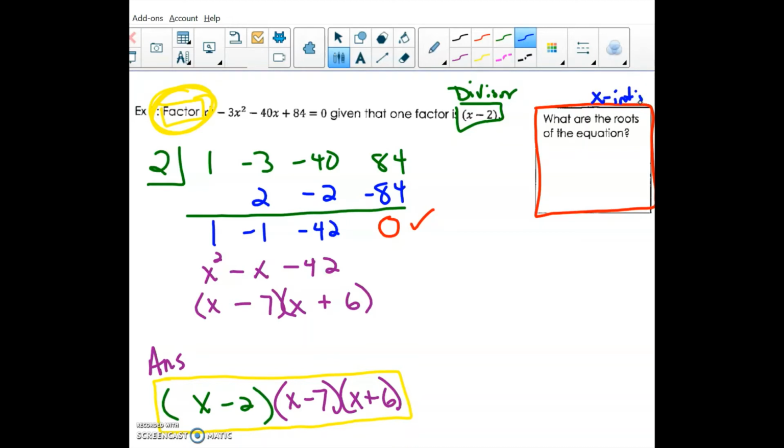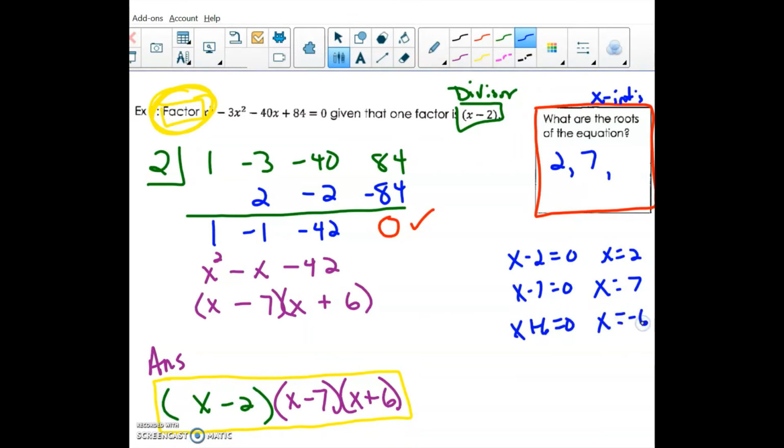Okay, so we would take the x minus 2, we would set it equal to 0. We take the factors, we set them equal to 0. We would say that x equals 2. So 2 would be one of them. We take x minus 7, we set it equal to 0, and x would be 7. So 7 would be one of the roots. And we would take x plus 6 equals 0, and we would say that -6 is a root. So that is the next step of this problem.